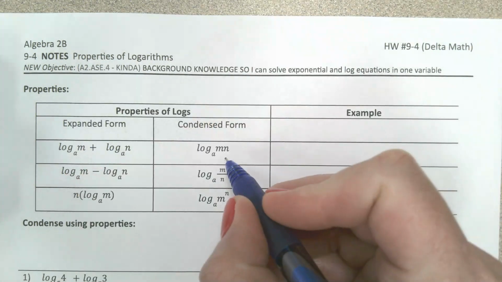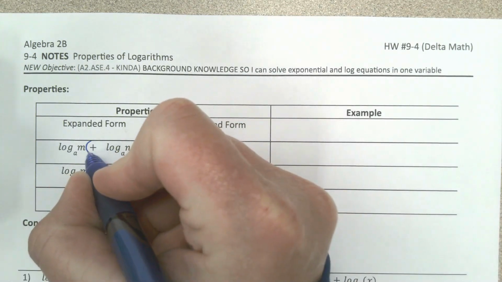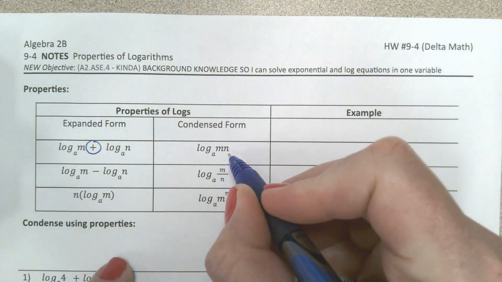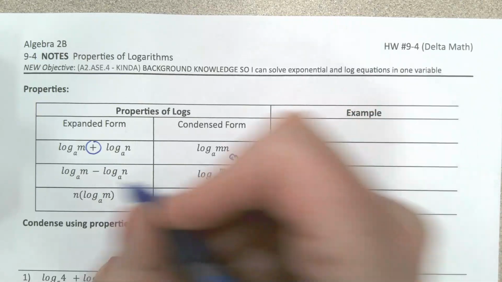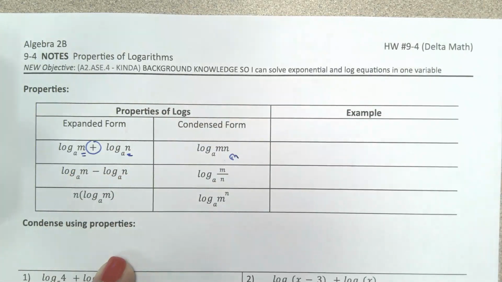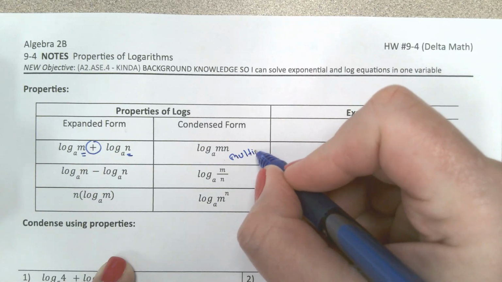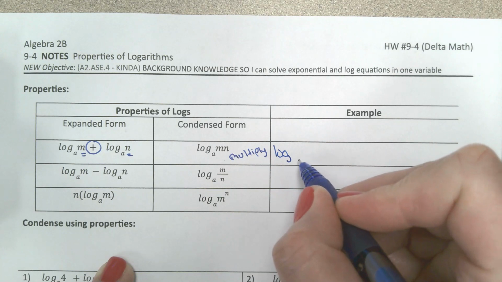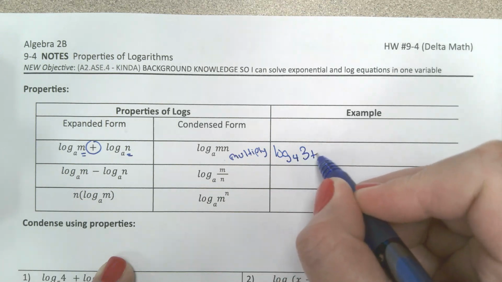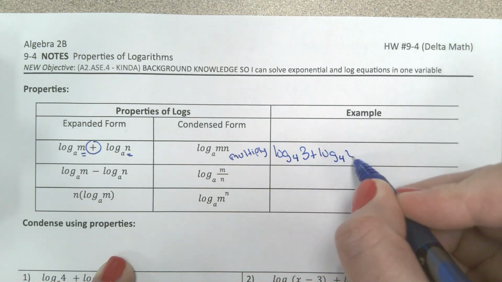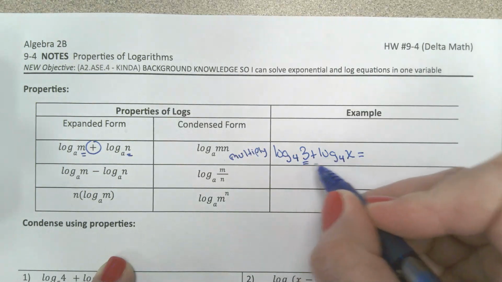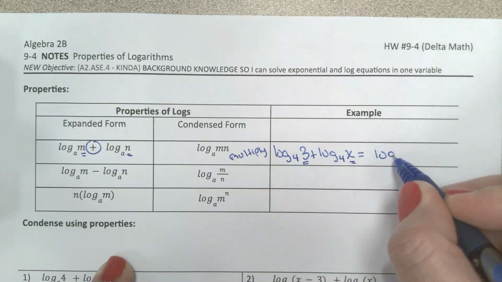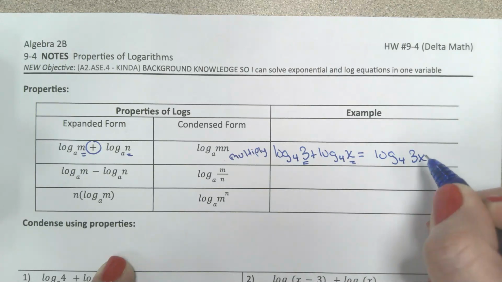How do we condense something? When you have an addition sign between it, to condense it, you're going to take the m and the n part right there, and you are going to multiply it. So for example, if you see log base 4 of 3 plus log base 4 of x, I have the same base. Addition means you multiply these, and that becomes log base 4 of 3x.